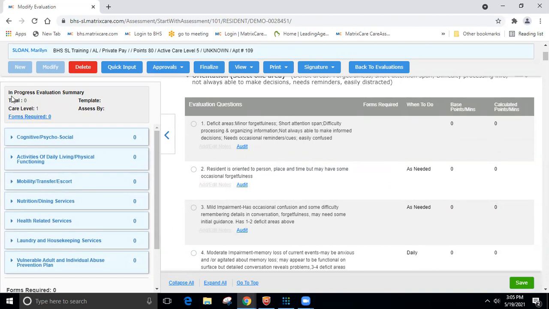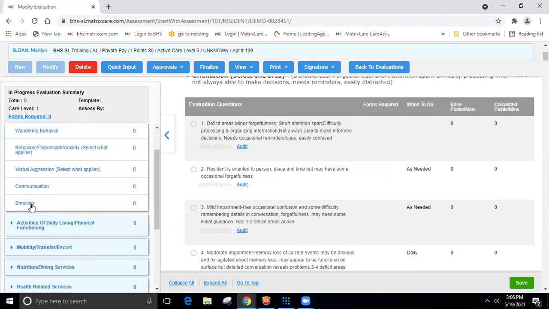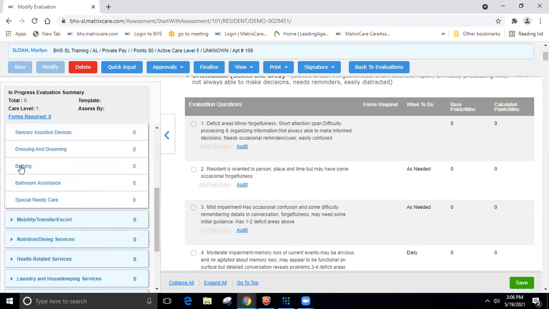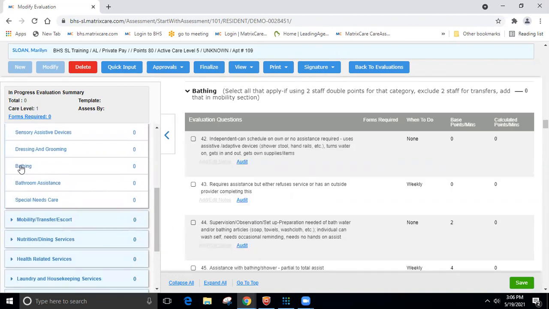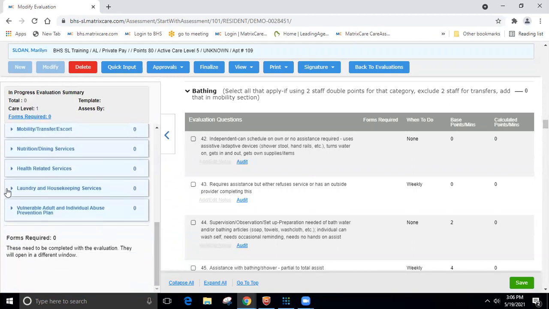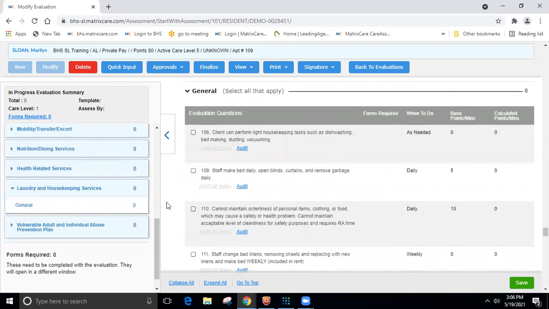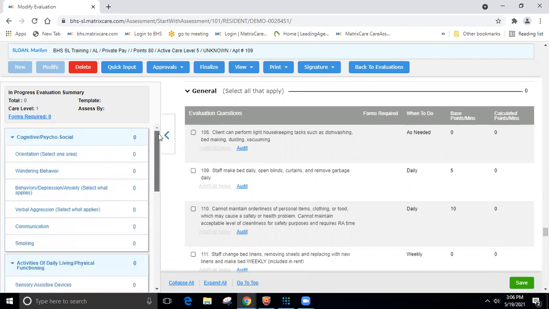You'll notice on the left-hand side, I have my in-progress evaluation summary. I also have any forms that may be required, and we'll talk about that in a little bit. And then I have my categories. If I open up the blue side button here, it will tell me every question that's under that category. If I just need to go to that question, I can go ahead and click on it and it would bring me to bathing. It would bring me to laundry. So I can go in and just go to the category that I need to go in.